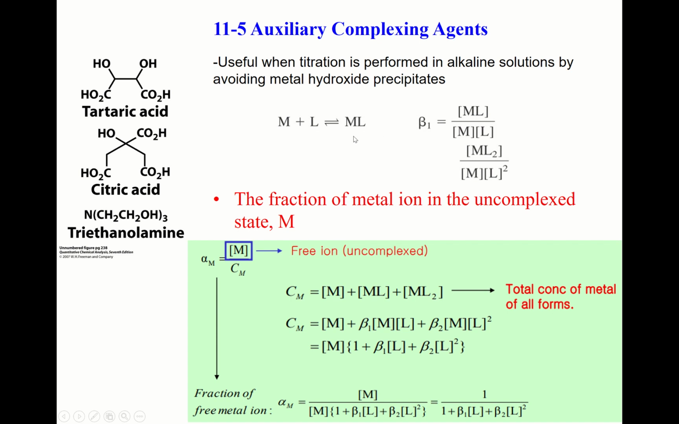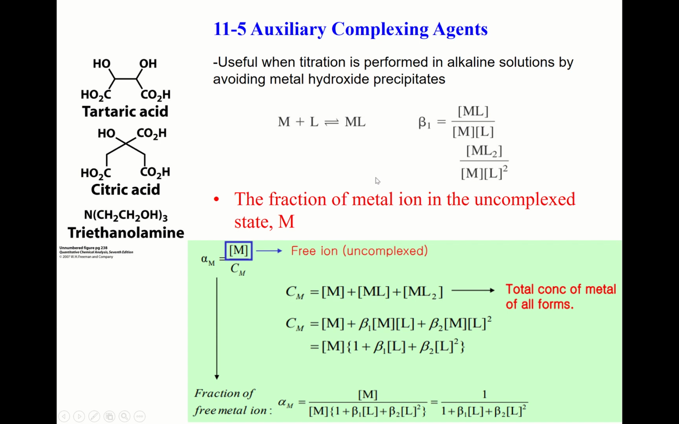Then titration can be done without precipitate. Tartaric acid and citric acid are good complexing agents, since they have oxygen atoms acting as ligands, electron pair donors. Triethanolamine is also a good complexing agent, but the formation constants of the metal ions with these auxiliary complexing agents are not as great as the metal-EDTA complex. That's the idea.